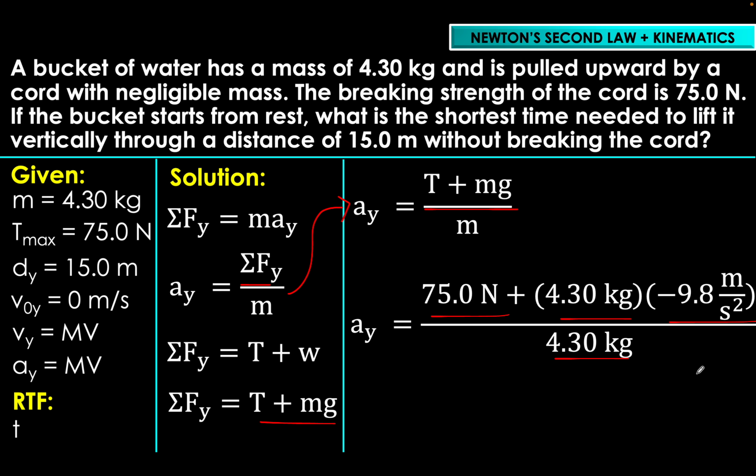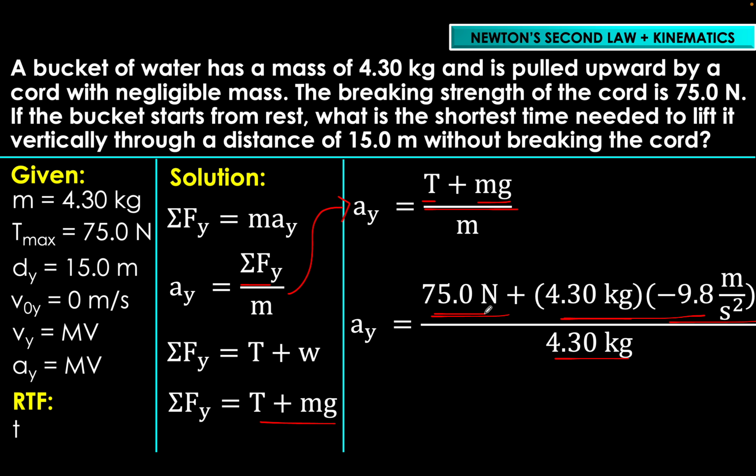Now take note that this solution makes sense because as you can see, the weight will end up becoming negative, and that makes sense because weight is pointing downward, so it has to really have a negative sign. Also, it will end up canceling or diminishing this tension force value because tension and weight are pointing in opposite directions. So tension is upward, weight is downward.